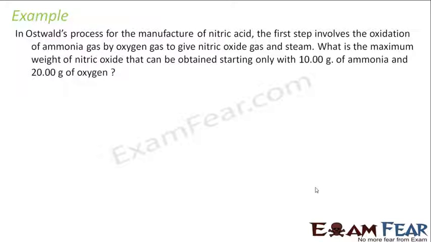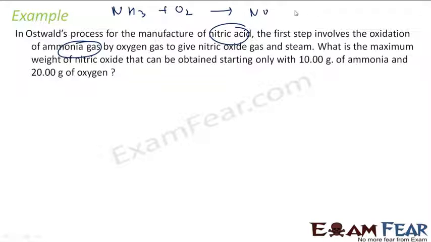So this is more of a stoichiometry question. If you see this question, in the Ostwald process of manufacturing of nitric acid, the first process involves oxidation of ammonia gas by oxygen. That is, you have NH3, you add oxygen to it, it will oxidize to form NO and steam. What is the maximum weight of nitric acid obtained?